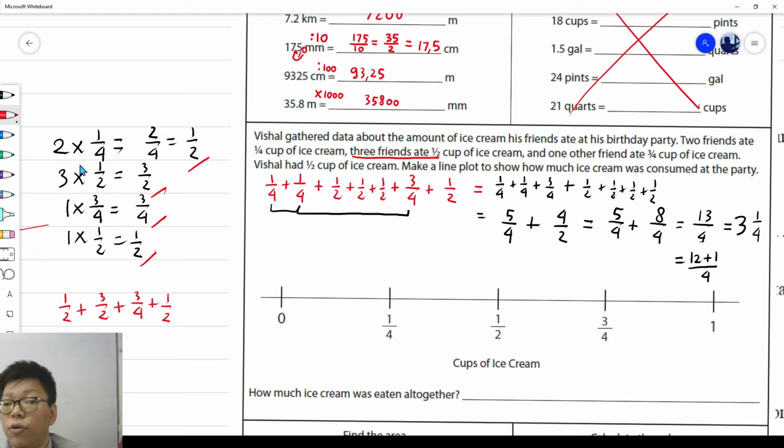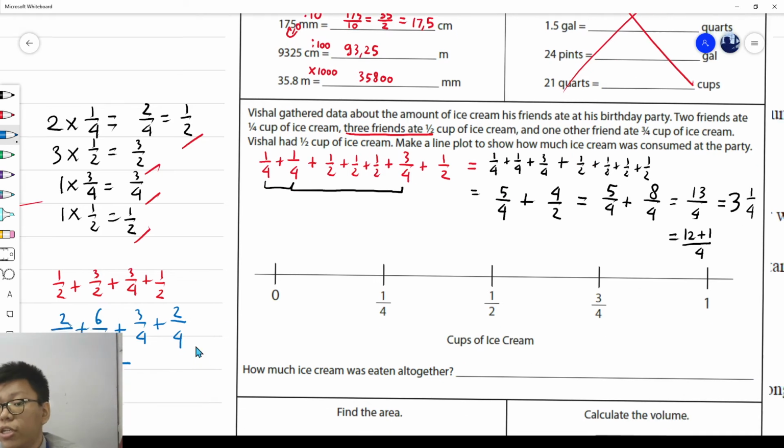We do the same thing, or you can make it all have 4 as denominator. This will be 2. This will be 6. This will be still 3. And the last one will be 2. Sorry, I missed this one. Because all have 4 as denominator, we just sum it up. 2 plus 6, 8. 8 plus 3 is 11. 11 plus 2, 13. So the result is the same.